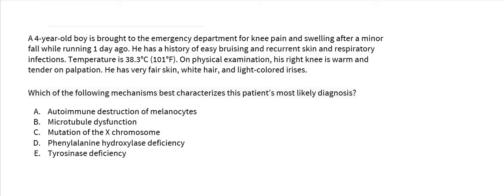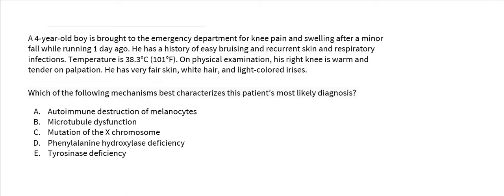A 4-year-old boy is brought to the emergency department for knee pain and swelling after a minor fall while running one day ago. He has a history of easy bruising and recurrent skin and respiratory infections. Temperature is 38.3 degrees Celsius. Physical examination: his right knee is warm and tender on palpation.